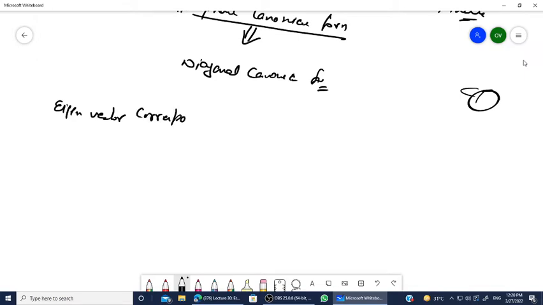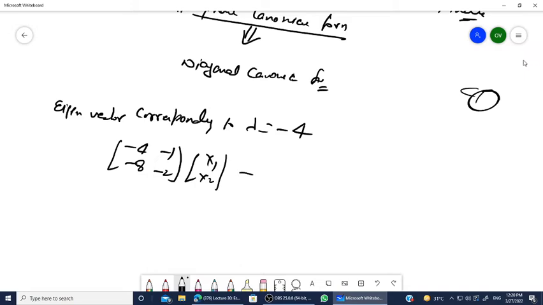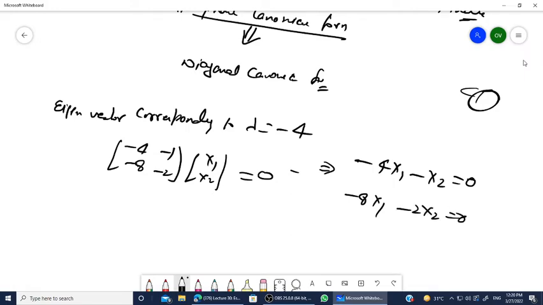corresponding to your eigenvalue. So first eigenvalue is lambda equals to minus 4. Just calculate [-4 -1; -8 -2] times x1 and x2. Just solve this equation: minus 4x1 minus x2 equals 0, or minus 8x1 minus 2x2 equals 0. Both are the same equation. So simply you can write x1 upon 1 equals x2 upon minus 4, and your vector becomes [1 -4], right?